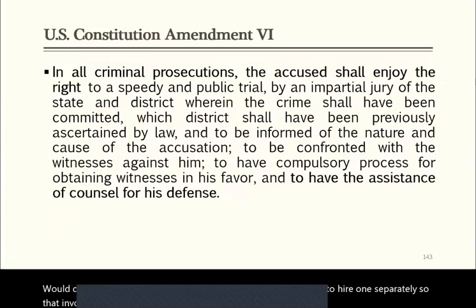In all criminal prosecutions, the accused shall enjoy the right, and then we jump all the way down, to have the assistance of counsel for his defense. All right, so what we're going to turn to now is, what does that mean? When do you get a public defender? When do you not? How does that system work?